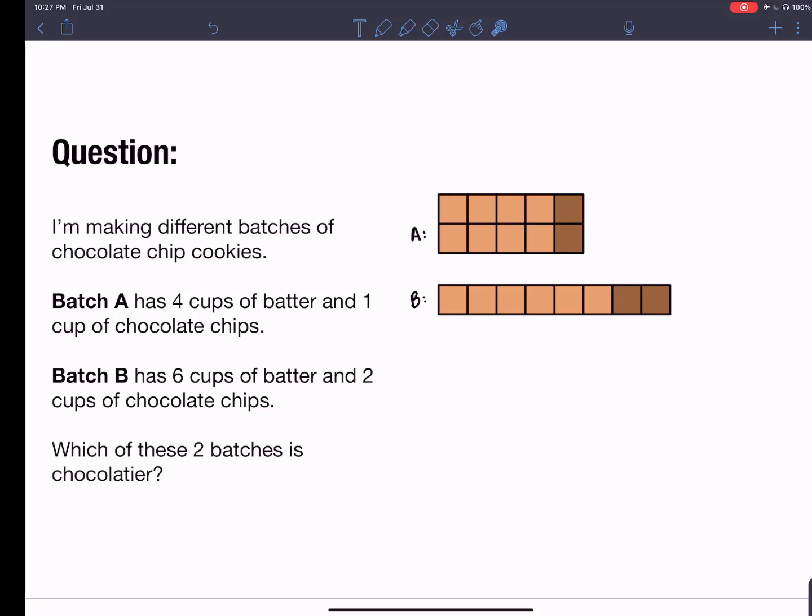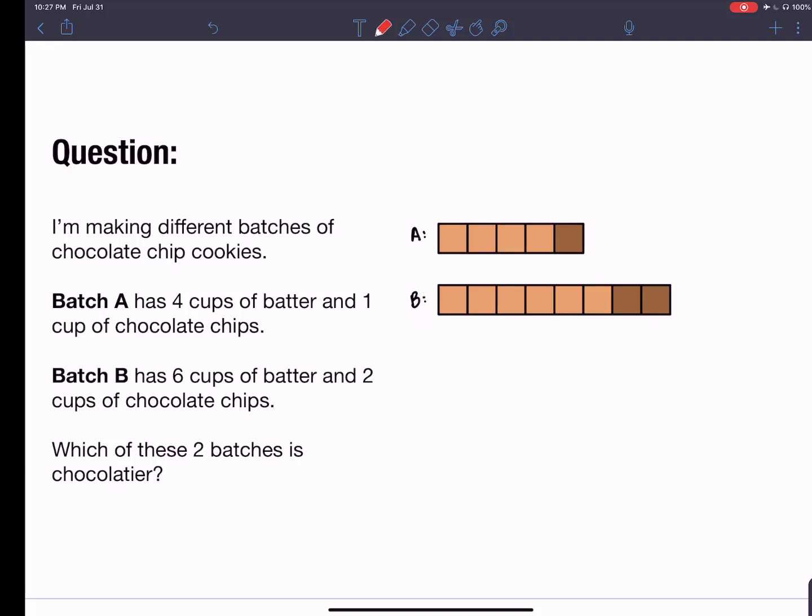Which one has more batter? A has more batter here, right? I have 8 here and 6 here. So I have the same amount of chocolate chips, but this one has more batter. So now, which of these is chocolatier? B is chocolatier. You have the same amount of chocolate with less batter. So in this case, B is my answer here.